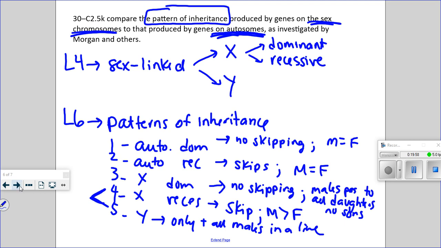Now the last one that I included on this list is the one that says analyze data, because that is what you have to do in most of the questions on this unit test. I'm going to give you a scenario, and you're going to have to figure out, based on the data that I'm giving you, what are the chances that the offspring will be a certain way. Sometimes we'll work backwards, and I'll tell you about the offspring and ask you about the parents.